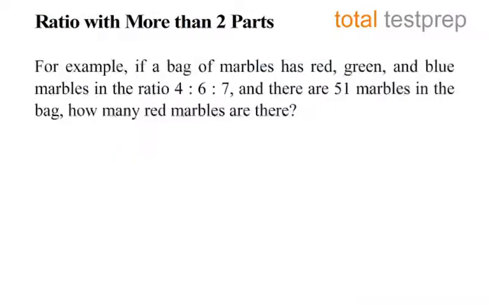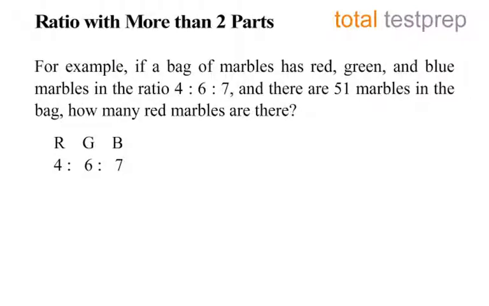Let's see what that means. For example, if a bag of marbles has red, green, and blue marbles in the ratio of 4 to 6 to 7, and there are a total of 51 marbles in the bag, how many red marbles are there? Well, we know that the ratio is 4 to 6 to 7.